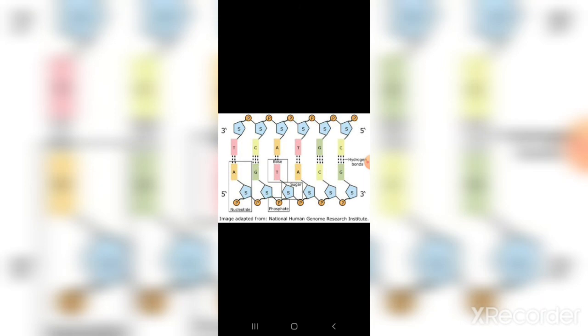Now, we also call DNA a negatively charged molecule. Why is the DNA molecule negatively charged? Because the phosphate group and the hydroxyl group, which are free in the 5' and 3' ends respectively, give the DNA an overall negative charge.